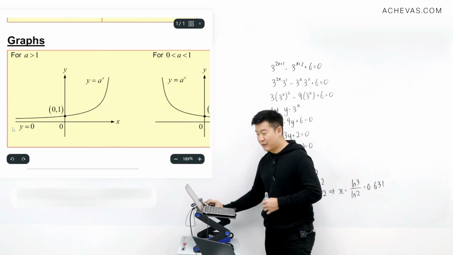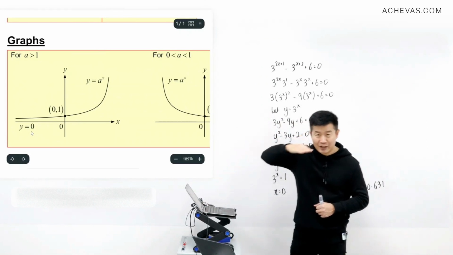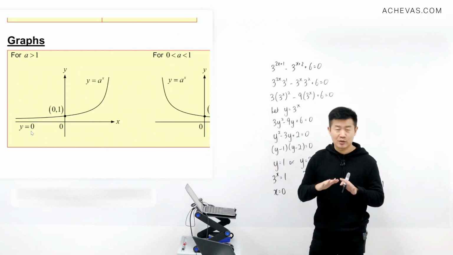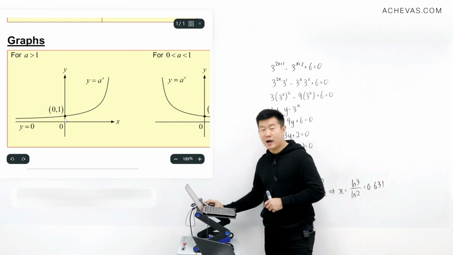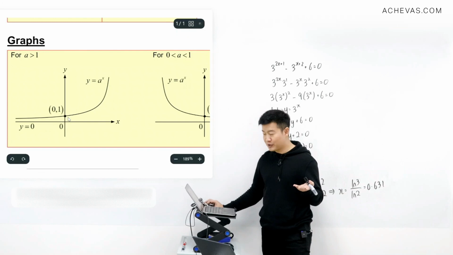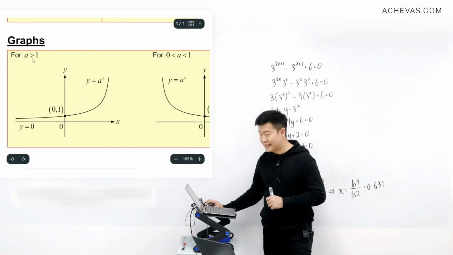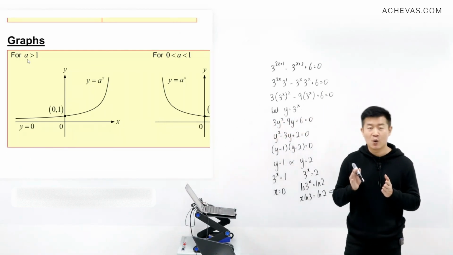This graph will have a horizontal asymptote of y is equal to 0. So the graph will tend towards the x-axis, but you will not cross the x-axis. And it has a y-intercept of 0, 1. This is obvious because at this point here, x is equal to 0. So we have a to the power of 0. And what is a to the power of 0? It is 1. So the corresponding y-coordinate here is 1. This is the graph provided that a is strictly bigger than 1.